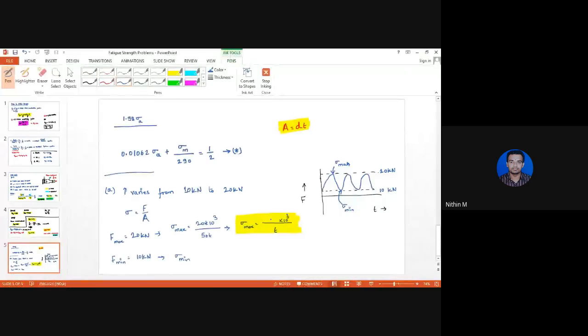0.4 into 10 to the power of 3? Yes, sir. Is this correct? 400 by t, did everyone get it? Yes, sir, we got it.